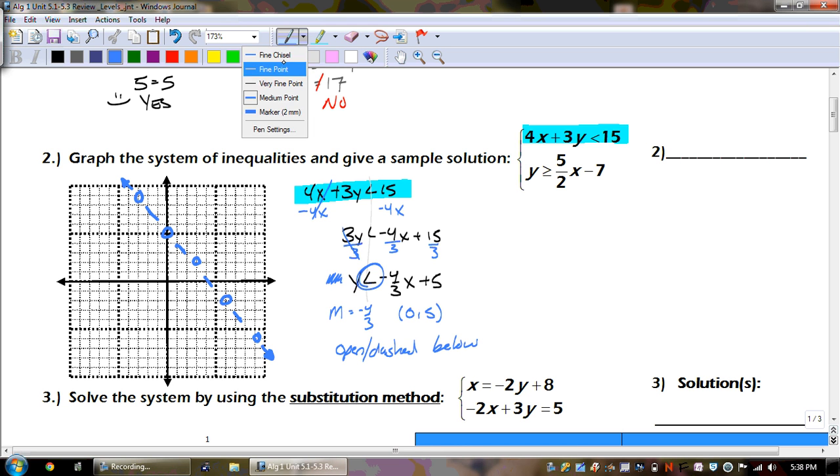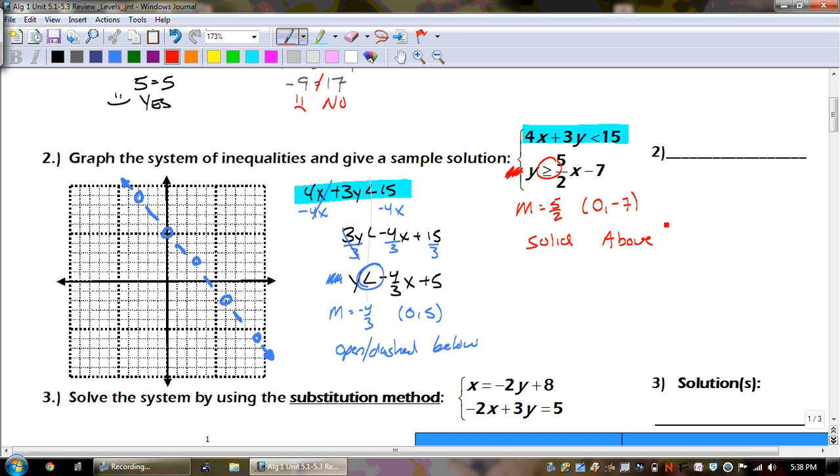Our next one, the y is already by itself. So we can see that our slope is 5 over 2. Our y-intercept is (0, -7). Looking at the symbol, it's going to be solid, and then we're going to shade above because it's greater than.